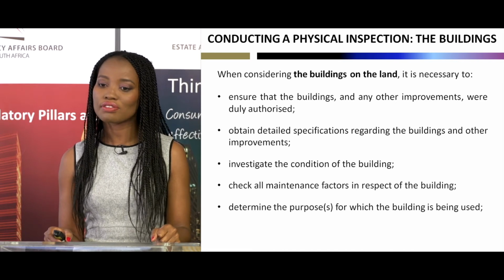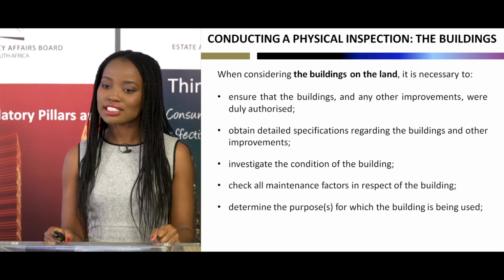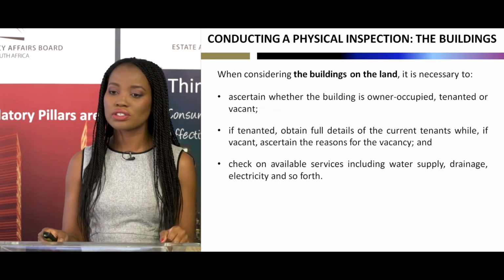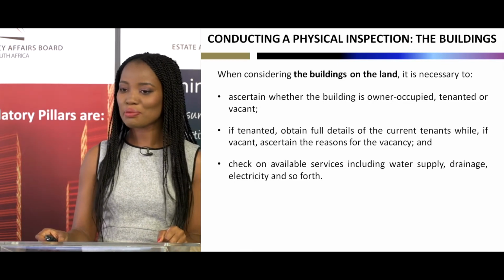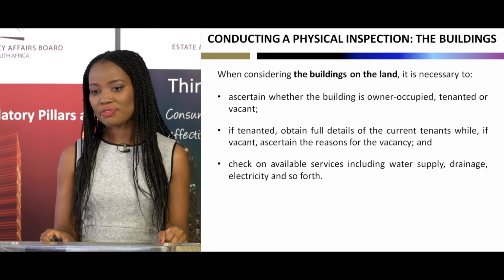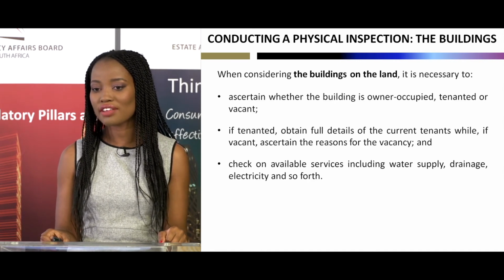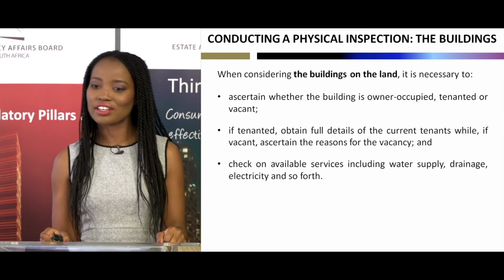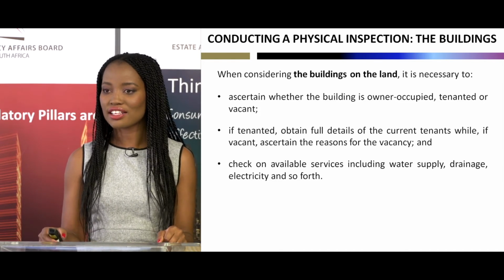Investigate the condition of the building. Check all maintenance factors in respect of the building. Determine the purpose for which the building is being used. When considering the buildings on the land, it is necessary to ascertain whether the building is owner-occupied, tenanted, or vacant. If tenanted, obtain full details of the current tenants, while if vacant, ascertain the reasons for the vacancy and check on available services, including water supply, drainage, electricity, and so forth.